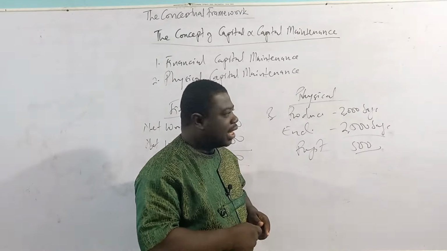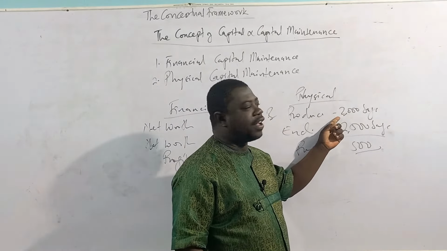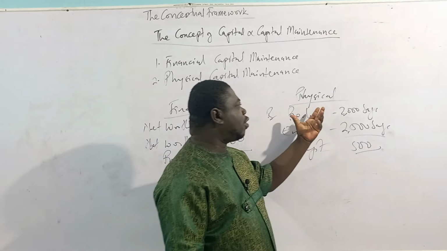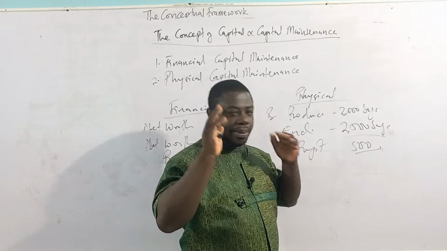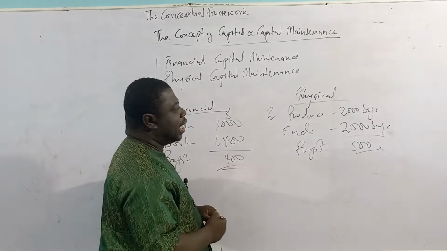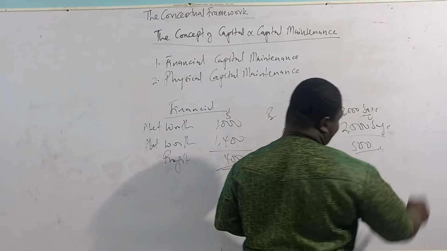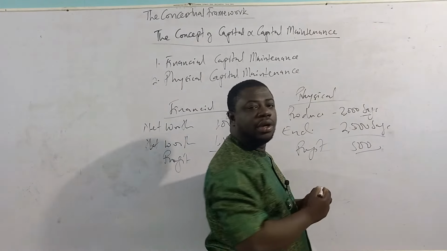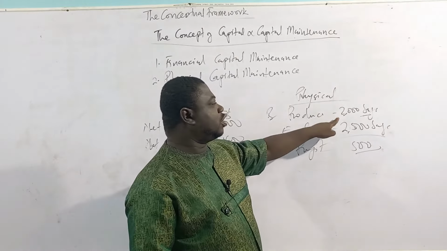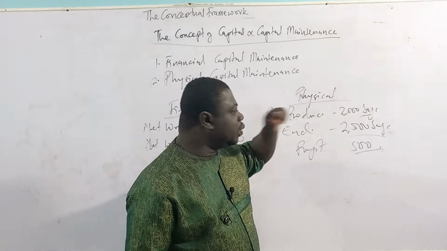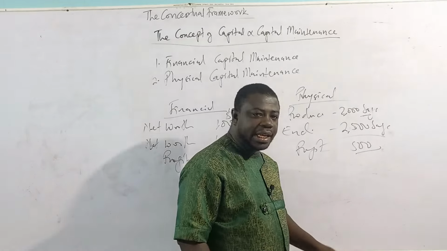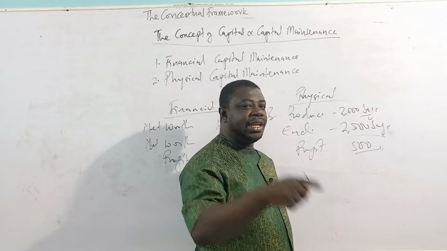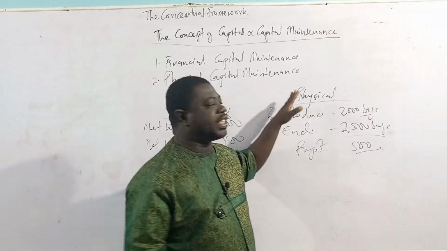So what has changed? The same machine that was producing 2,000 at the beginning is now producing 2,500. This is the concept of physical capital. When it comes to capital maintenance, we are saying that if the machine is producing 2,000 bags, even if the production capacity is not going up, it should never fall. Once you buy a machine that produces 2,000 bags a day, and with time it's now producing 1,900, 1,800, then you are depleting your capital as far as your physical capital is concerned.